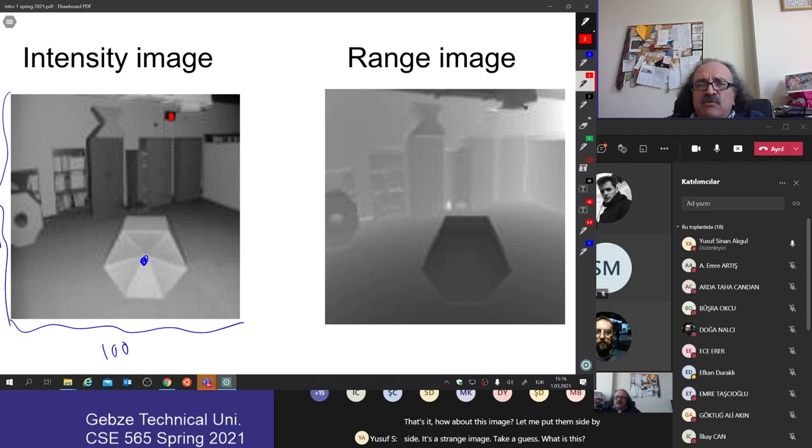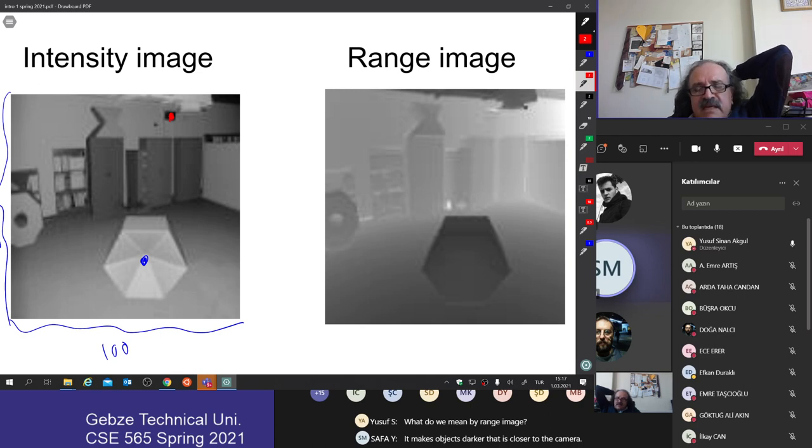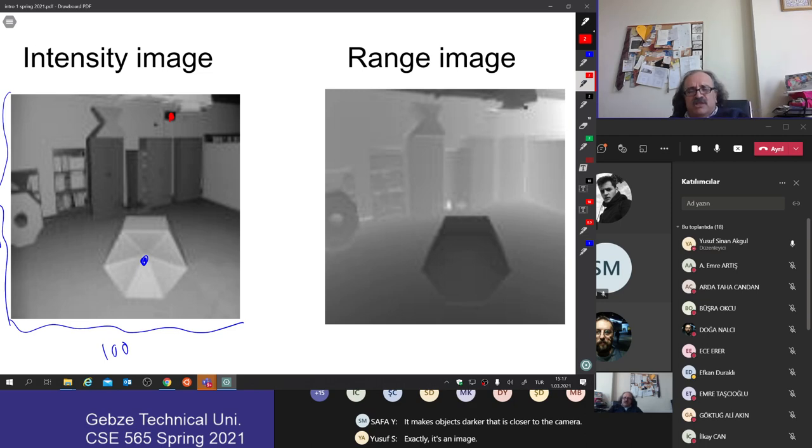It corresponds to the same environment, and it is taken at the exact position. It's an image again, but it is not an intensity image, it's a range image. What do we mean by range image? It makes objects darker that are closer to the camera. Exactly. It's an image that represents the positions by the range to the camera.